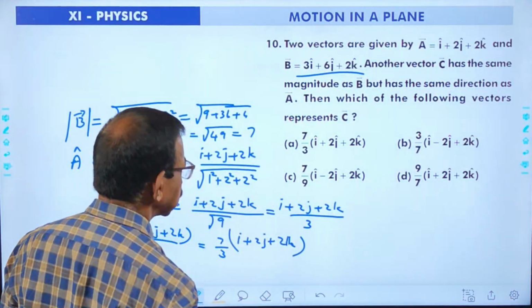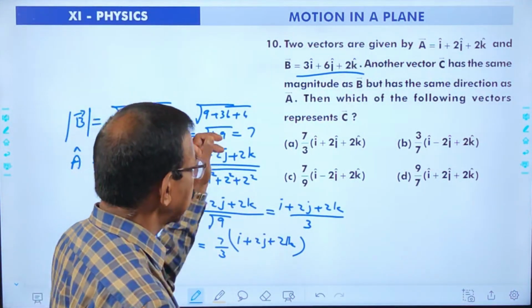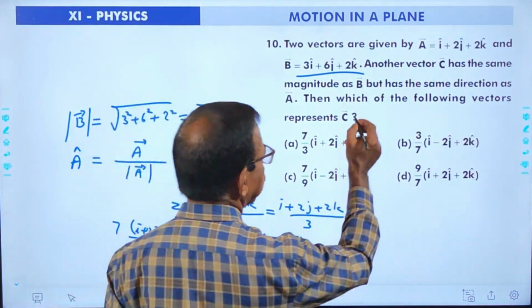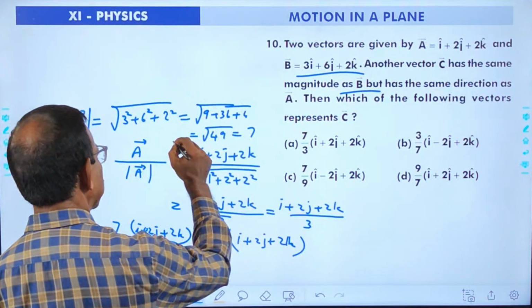That is having the same magnitude as that of B. When we say same magnitude as B, the magnitude is 7.